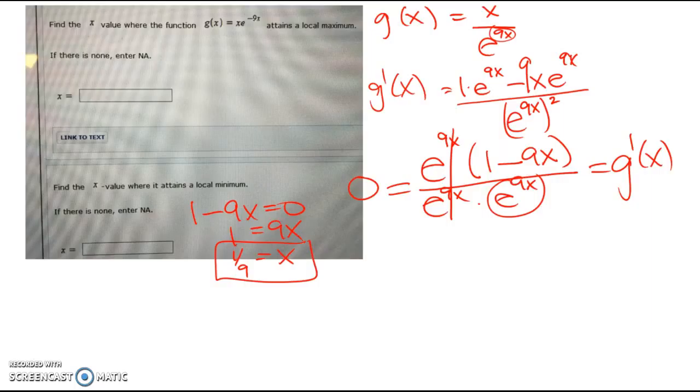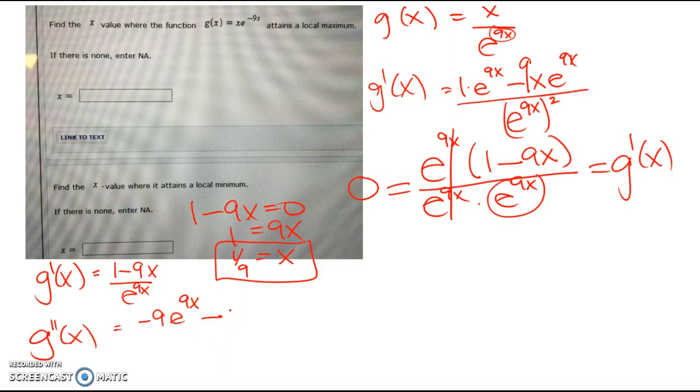Do I know if it's a maximum or minimum? Not yet. I'm going to use a second derivative to tell us that. So, let me rewrite the first derivative, 1 minus 9x over e to the 9x, and now I'll take the second derivative. All right? So it's the derivative of the top, which is negative 9, times the bottom, minus the top times the derivative of the bottom, which we said was 9 e to the 9x, wasn't it? All over e to the 9x squared.